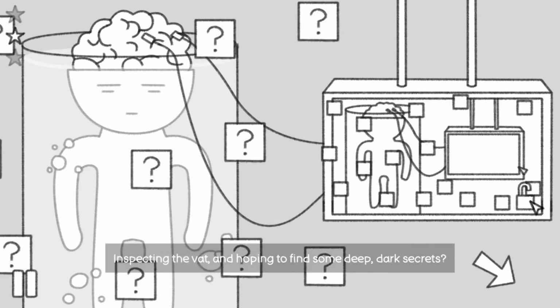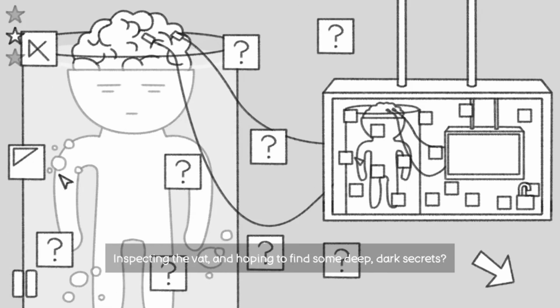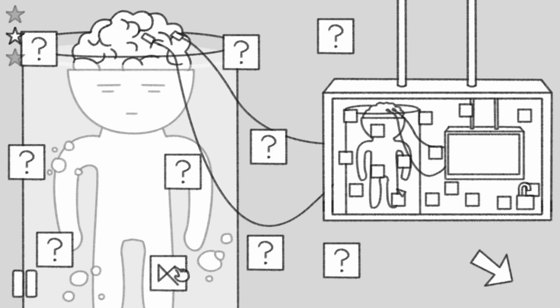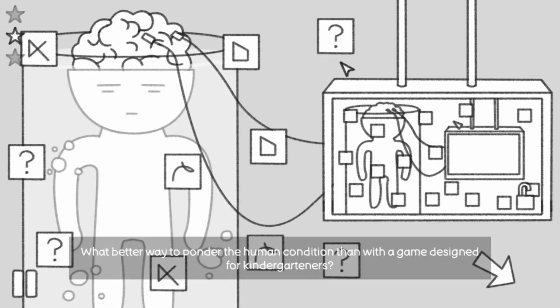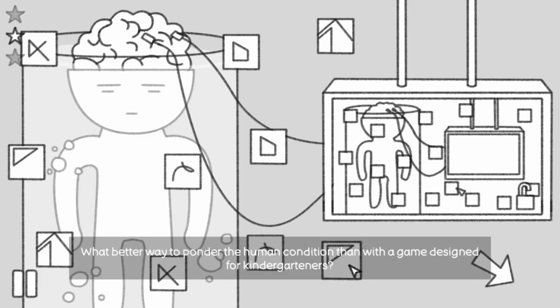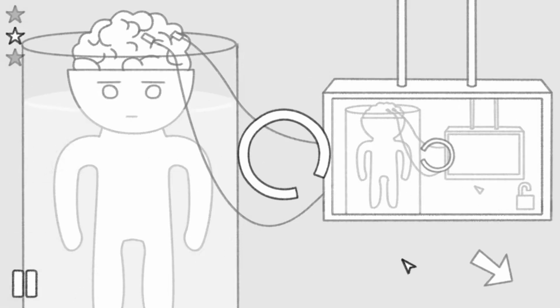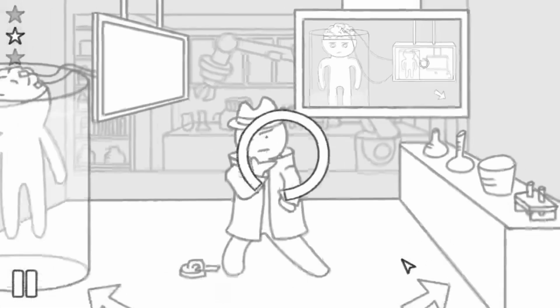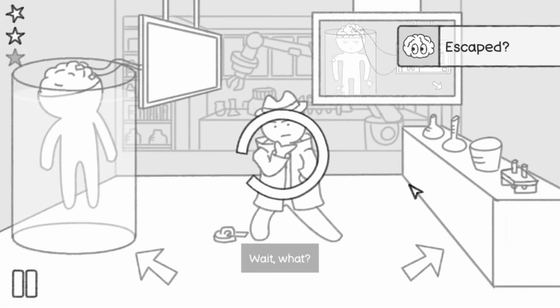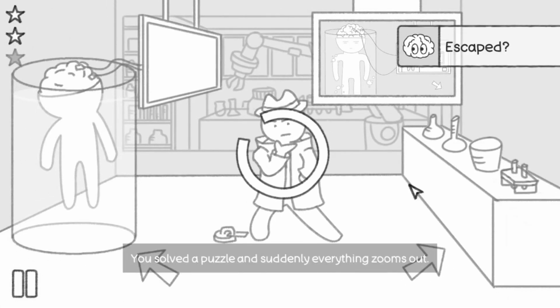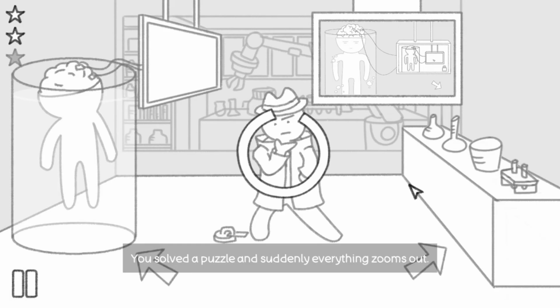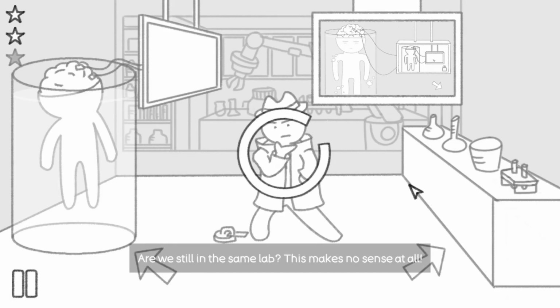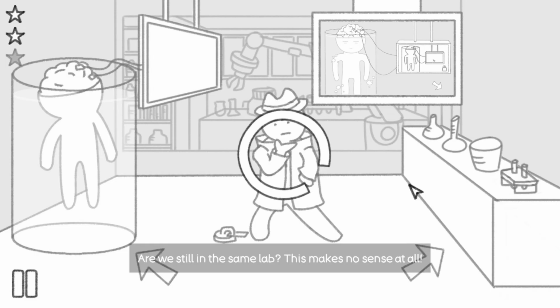Inspecting the vat and hoping to find some deep, dark secrets. What better way to ponder the human condition than with a game designed for kindergartners? Wait, what? You solved the puzzle, and suddenly everything zooms out. Are we still in the same lab? This makes no sense at all.